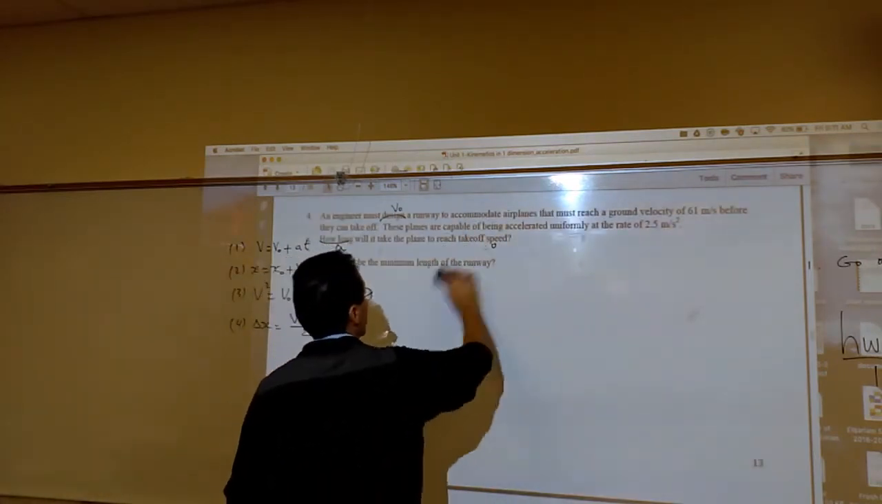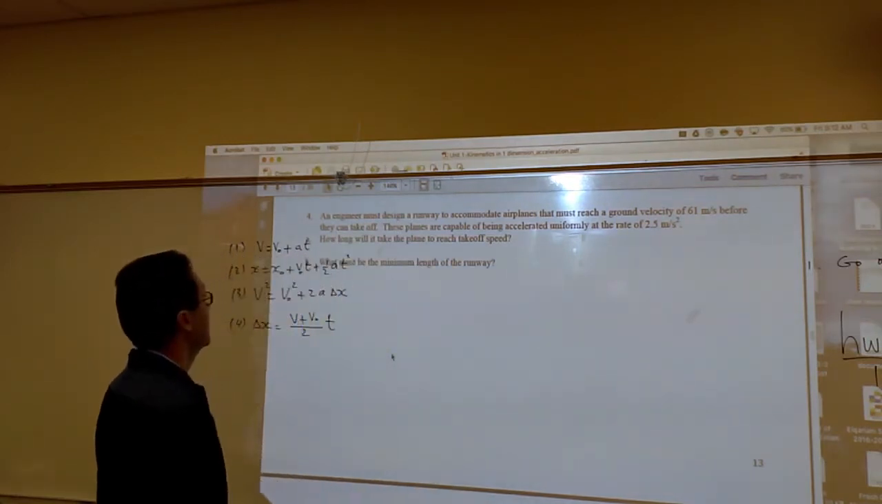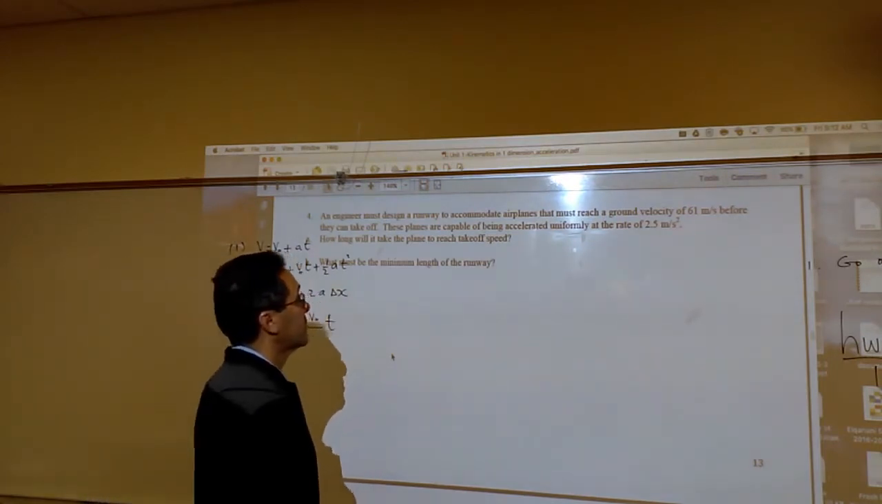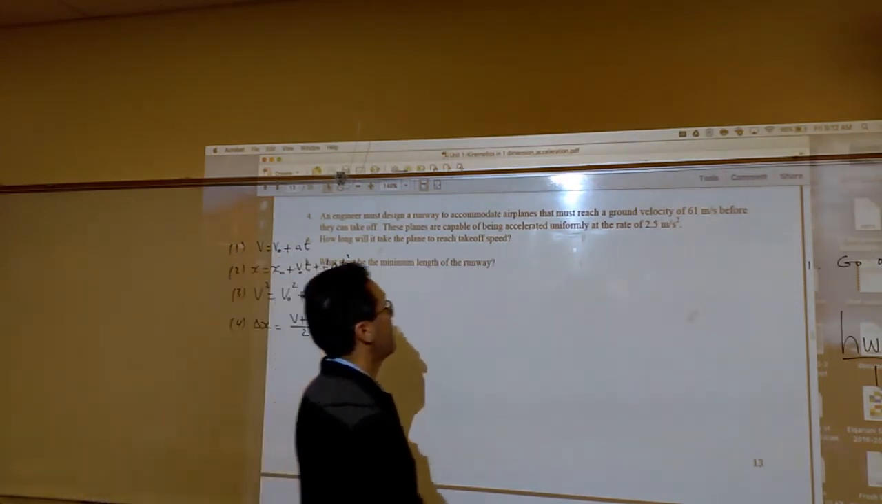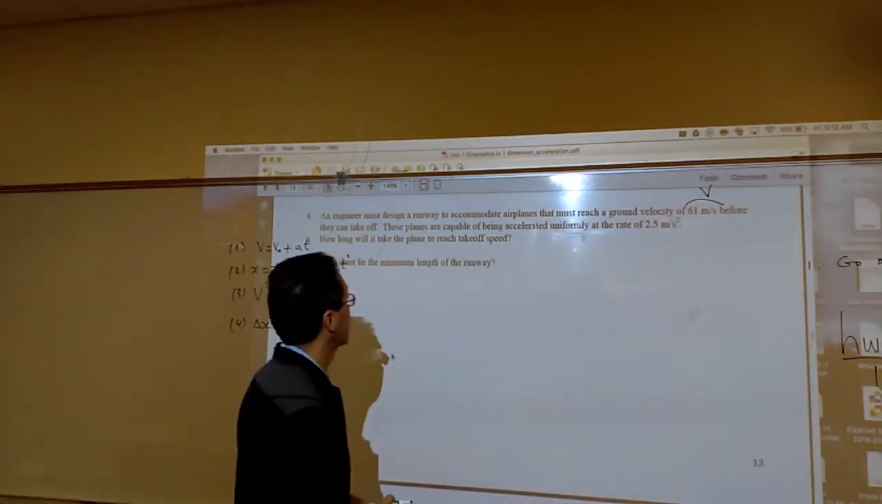All right, number 4. I'm going to talk a little fast and do this math. An engineer must design a runway to accommodate airplanes that must reach a ground velocity of 61 meters per second before they can take off. So this is the takeoff speed. That's the V, not the V0.